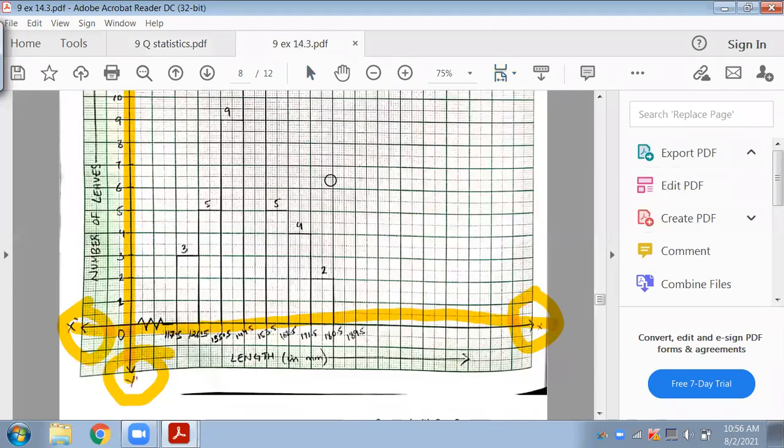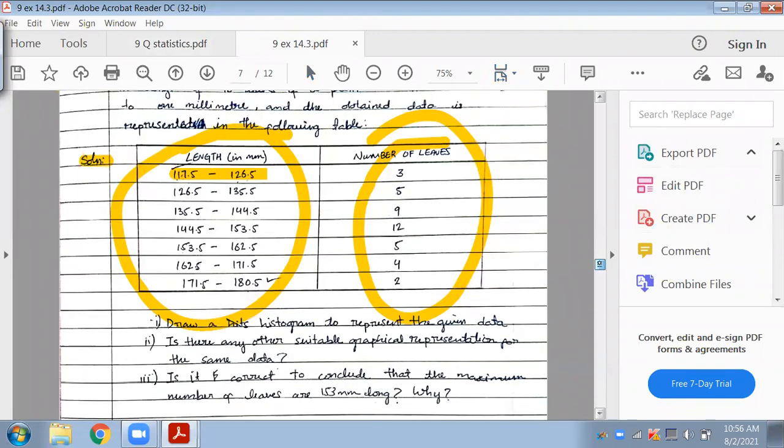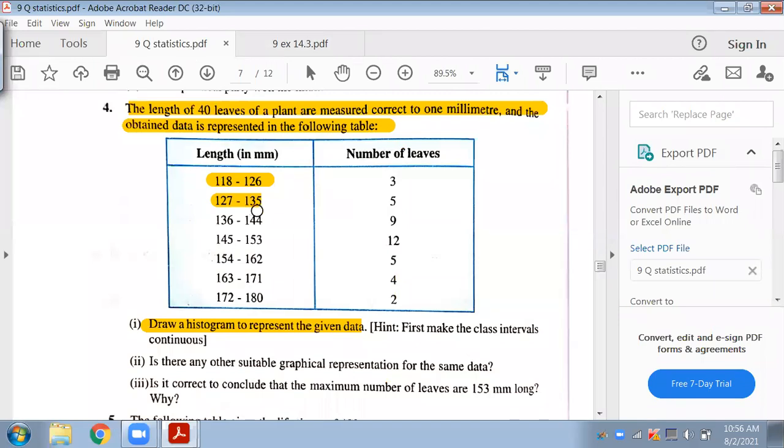Now here, what we have done is we made the class continuous. If you see the class interval, it is not continuous. Where it is ending, the next one is not starting with that. The second one is ending with 135, the third one is starting with 136. The third one is ending with 144, the fourth one is starting with 145. So it is not continuous. How to make it continuous? To draw the histogram, we have to make it continuous.